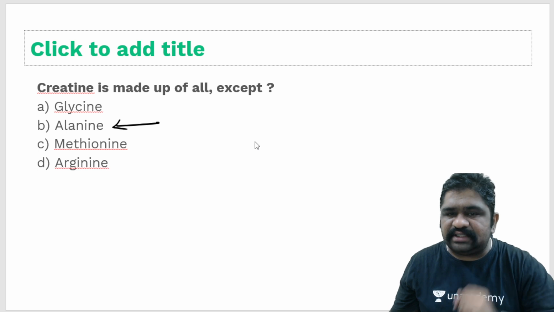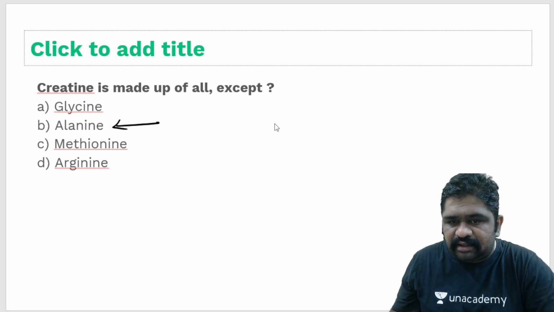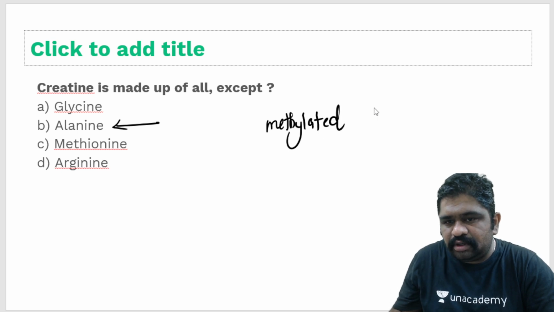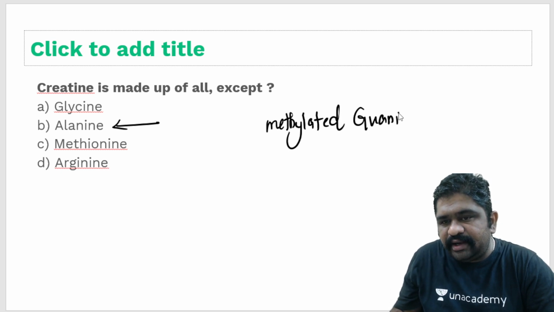Simple question, simple answer, simple explanation. See, creatine is the methylated version of guanidinoacetic acid.